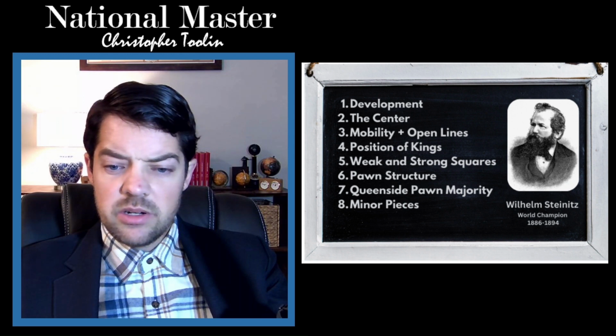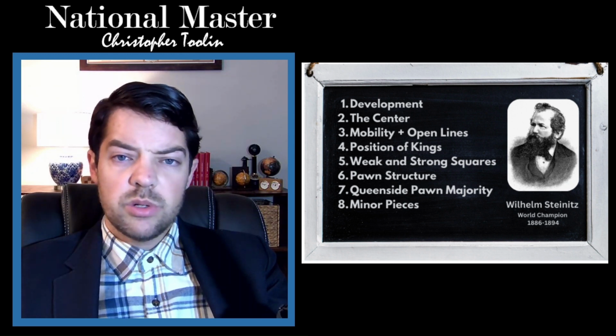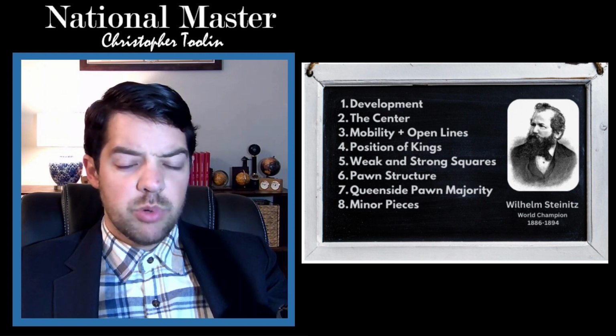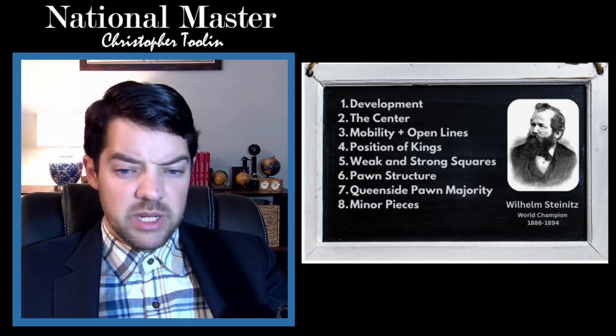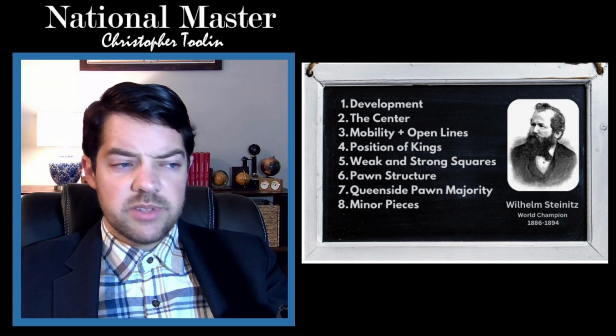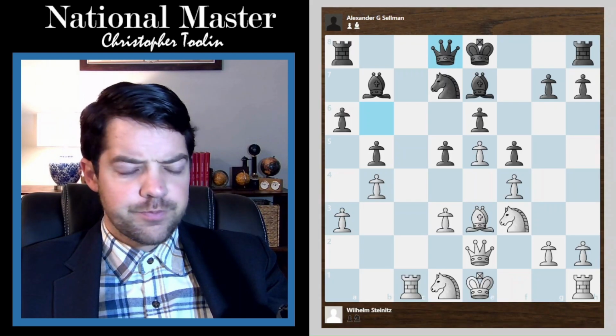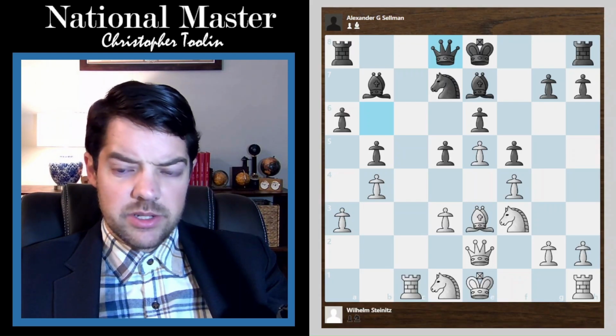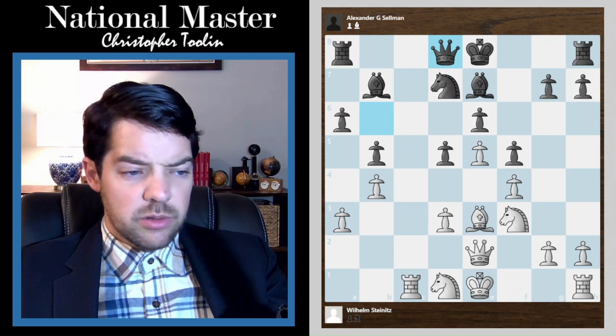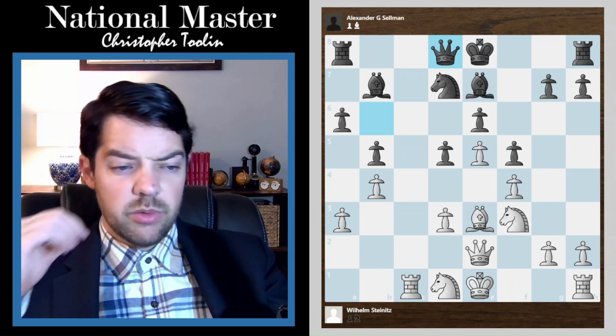Development, the center, mobility and open lines, positions of the king, weak and strong squares, pawn structure, queenside pawn majority, and minor pieces. These are the laws of Steinitz, the first champion. Now, with that list on our mind, let's take a closer look at the position we started with here.